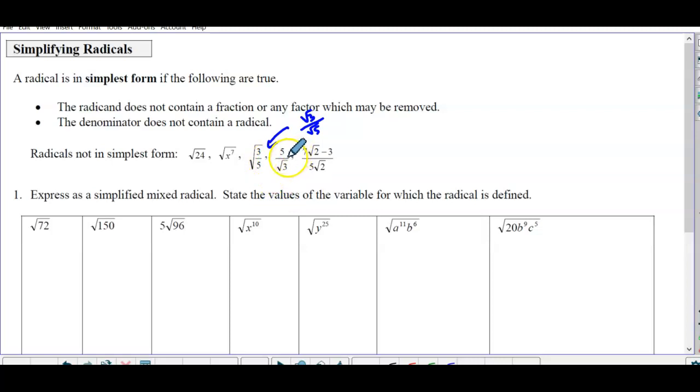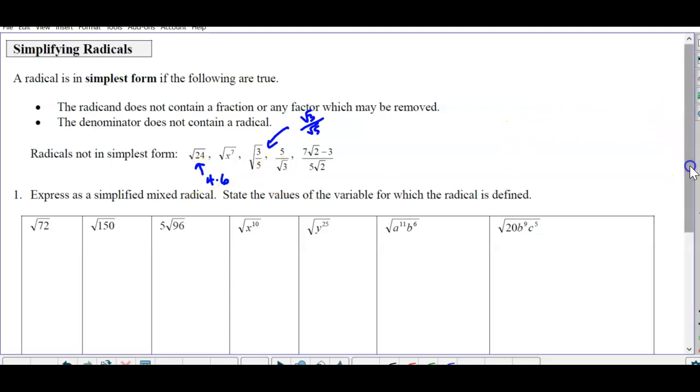If there is a factor of the radicand that is a perfect square, then it's not simplified. So here, for example, 24 is the same as 4 times 6. Well, 4 is a perfect square, so this can be simplified. If you think about simplifying fractions to lowest terms, you're looking for a common factor between numerator and denominator. With radicals, you're looking for a factor that's a perfect square. So it's kind of similar in that sense.